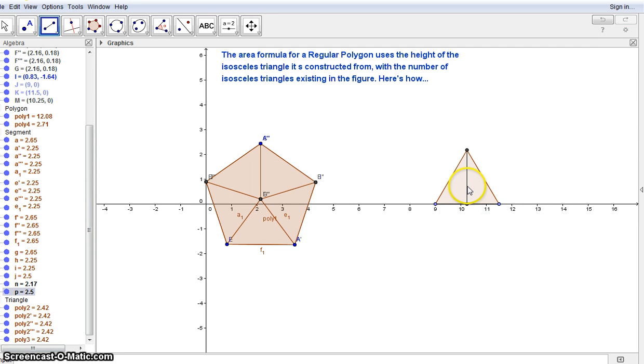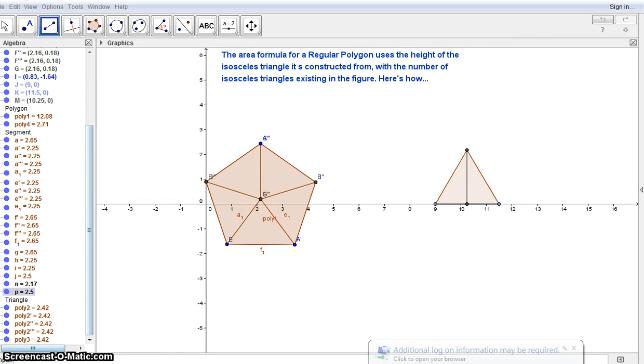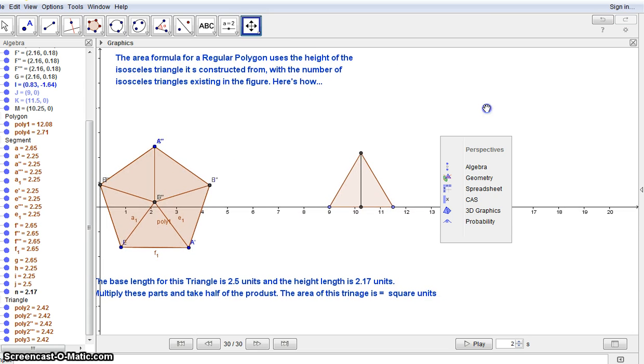So let's see what segment that is. This is segment N. Segment N has value 2.17. And this segment that we created here, segment P, has a value of 2.5. So we could use these two figures. So we have those two values.